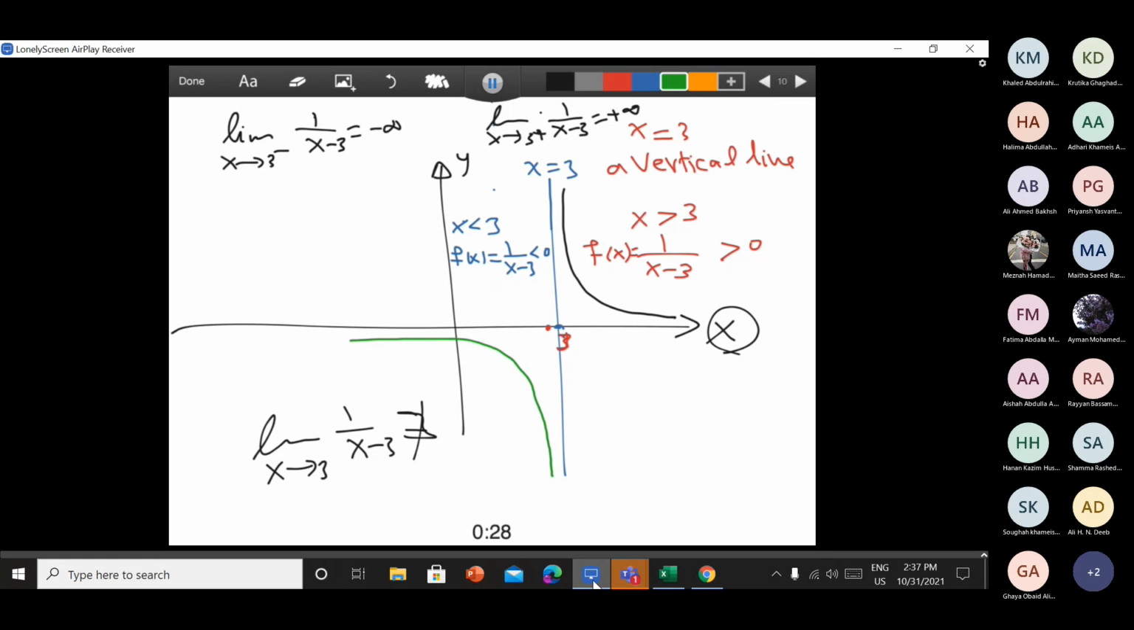This is how to graph this function. This value x equal to 3 comes from x minus 3 equal to 0. So x equal to 0, 3. This is how to find the vertical line, they call it the vertical asymptote.